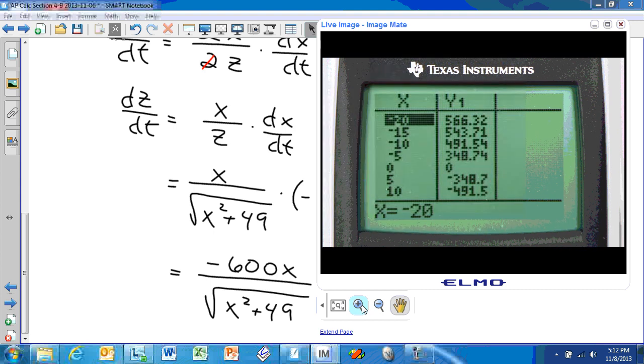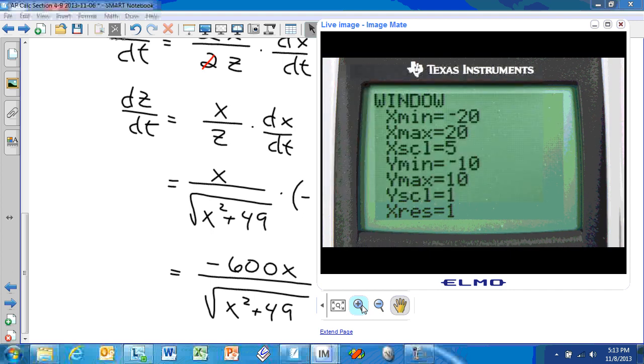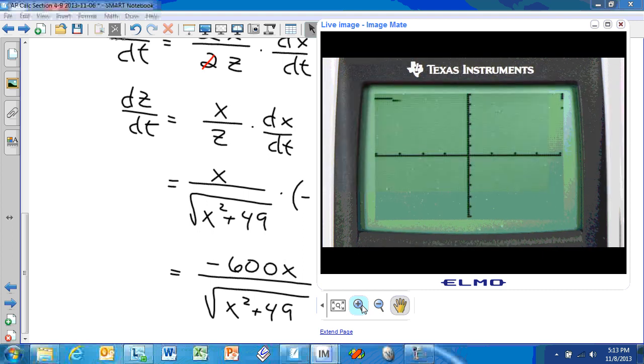And if we look at what y values we had, 566, and then it starts decreasing, and then really decreases over that last little bit towards 0. And then it increases, well, it's the same y values here, except they're negative. So looks like if we go from negative 600 there to positive 600. Let's graph that. So there's our sketch of this derivative function that represents the rate of change of that line of sight distance. All right, so for part C now, it says how fast is z changing when x is equal to 10?